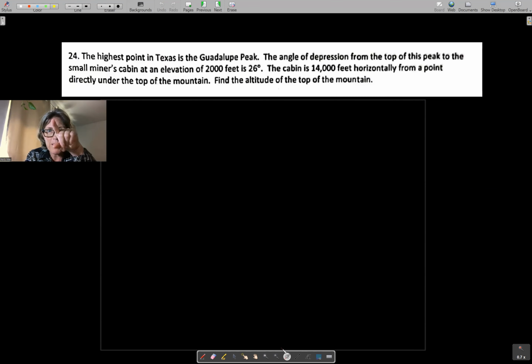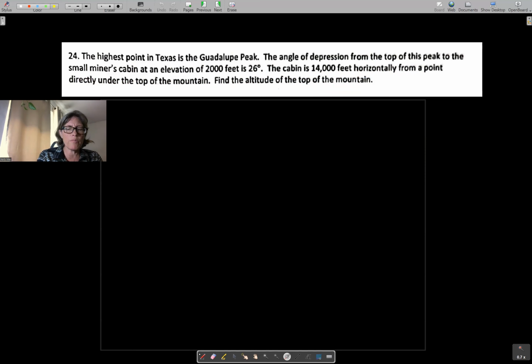Finger, not pencil, finger first, because it forces you to read it twice. You have to read it once with your finger and then once highlighting. So finger. The highest point in Texas is Guadalupe Peak. The angle of depression from the top of this peak to the smallest miner's cabin at an elevation of 2,000 feet is 26 degrees. The cabin is 1,400 feet horizontally from a point directly under top of the mountain. Find the altitude to the top of the mountain.